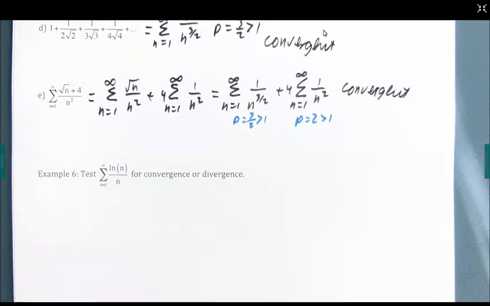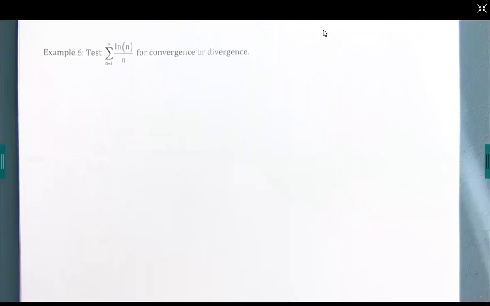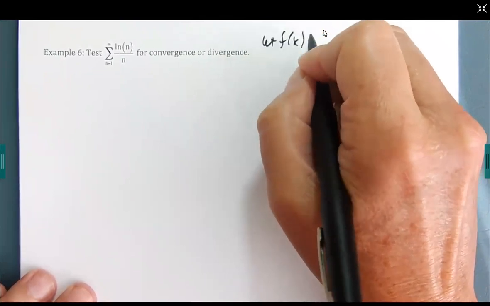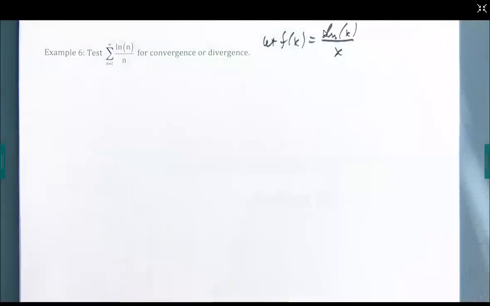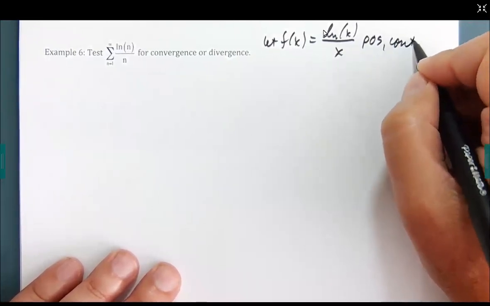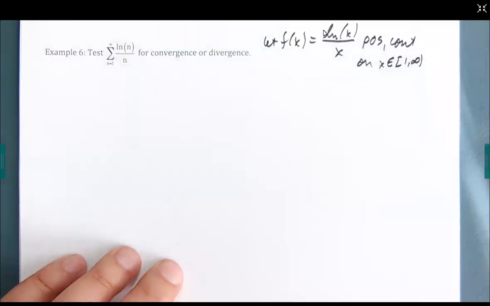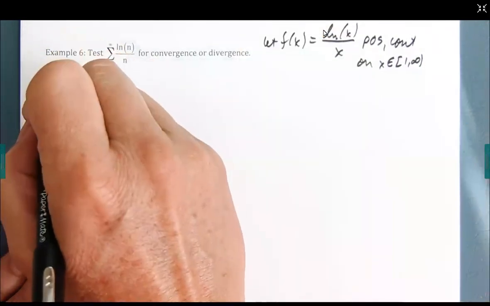All right, let us step back to the integral test. And for this one, we're going to let f of x be this here. Now, we're going to have to do a little bit more work. By the way, this is positive, and it is continuous on x goes from 1 to infinity. However, we don't know that it's decreasing. So I'm actually going to do a test for decreasing.